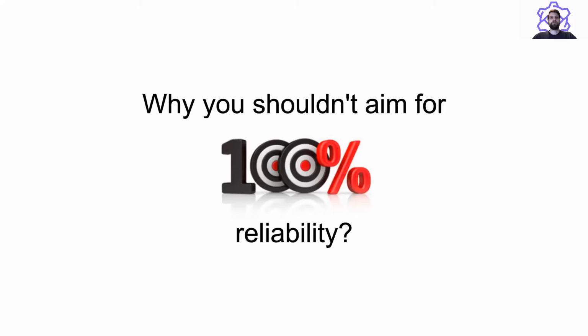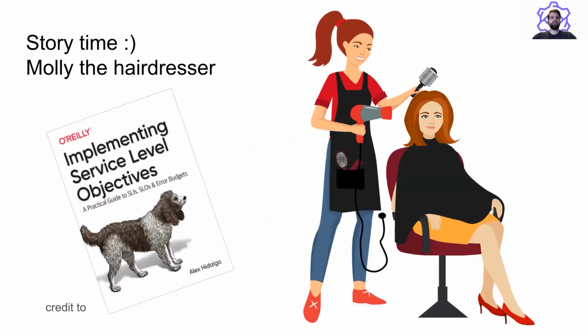Second tricky question. Why shouldn't you aim for 100% reliability? Molly used to be a hairdresser. When she first started cutting hair, she was so focused on making sure everything was perfect that it would sometimes take her twice as long as it should to do a simple man's haircut. Trying to be perfect caused too many haircuts to run over in time, which upset clients that had later appointments booked.